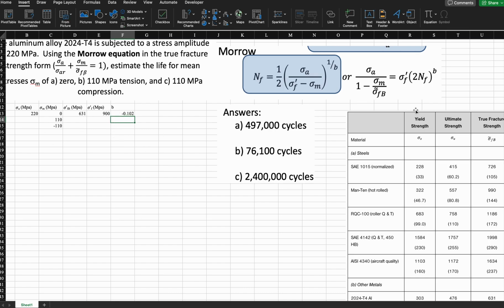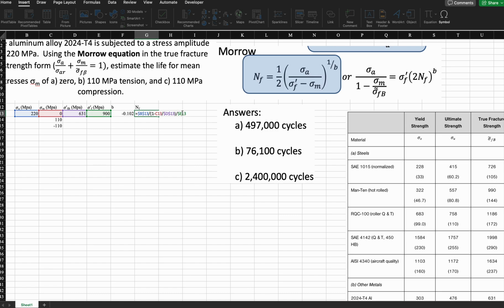Now that we have these things, we're trying to solve for NF. So let's do that right now. I'm going to say NF, and we're going to do some mental algebra. It's going to be sigma A, which is this value right here. That value is the same for all these cases, so I'm going to lock the columns and the rows with this dollar symbol. Then I'm going to divide everything by 1 minus sigma m over the true strength. Sigma m changes, so I'm not going to lock it. The true strength is the same, so I'm going to lock the columns and the rows, close the parentheses of the denominator, and divide everything by sigma prime f right here.